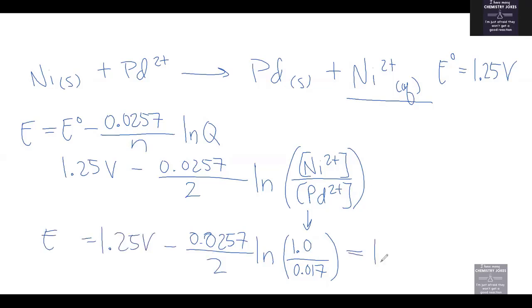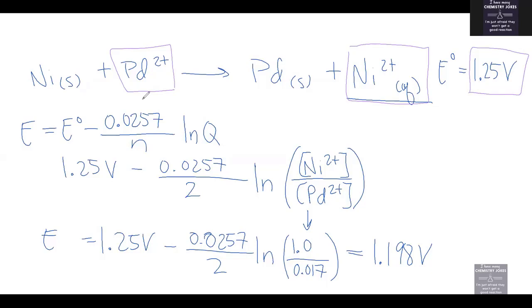I got 1.198, 1.20 volts. It's always nice that you can double check these if you remember some equilibrium details. So if both of these ions were 1 molar, that would mean K equals 1. And where K equals 1, you're at equilibrium. And basically that's saying that when both of these are 1 molar, this should be your voltage.